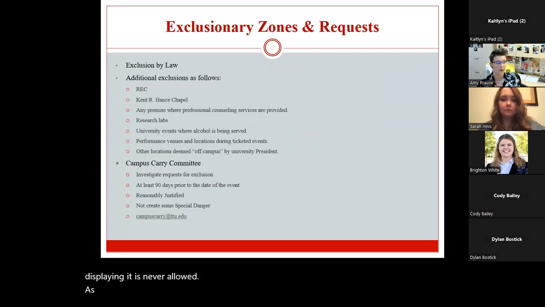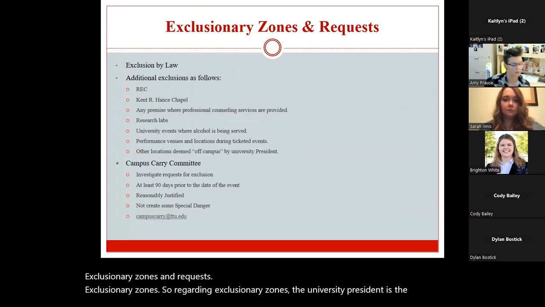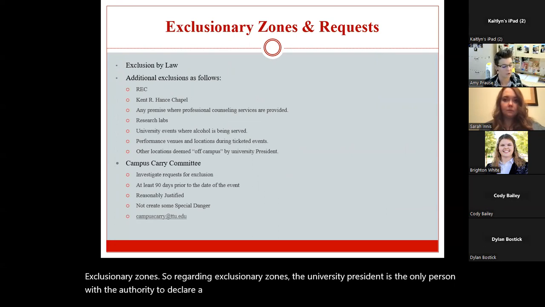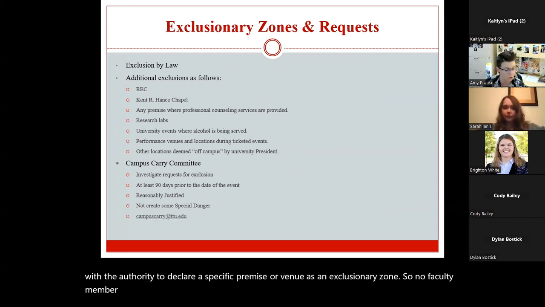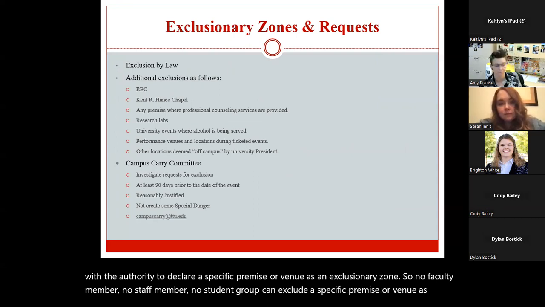Exclusionary zones and requests. So regarding exclusionary zones, the university president is the only person with the authority to declare a specific premise or venue as an exclusionary zone. So no faculty member, no staff member, no student group can exclude a specific premise or venue as off limits.